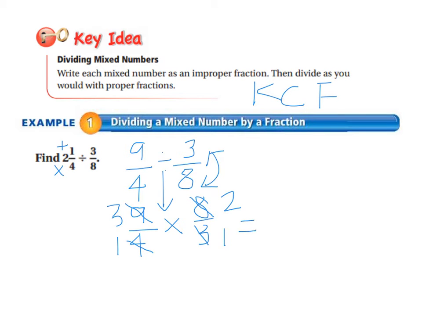Now when I go ahead and multiply my numerators, I have 3 times 2 is 6, and 1 times 1 is 1. Anything over 1 is just that whole number, so 6 over 1 is the same as 6. 2 1/4 divided by 3/8 is 6.